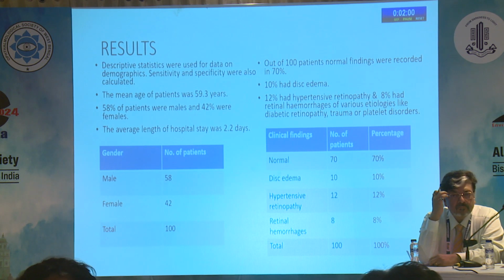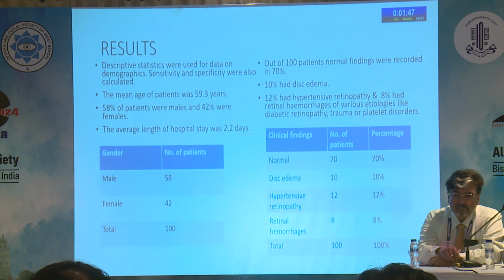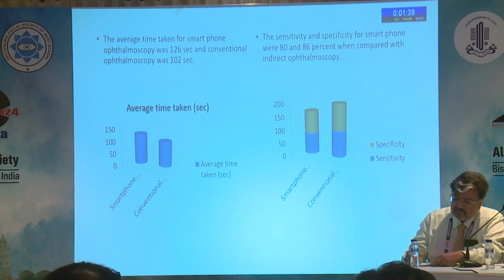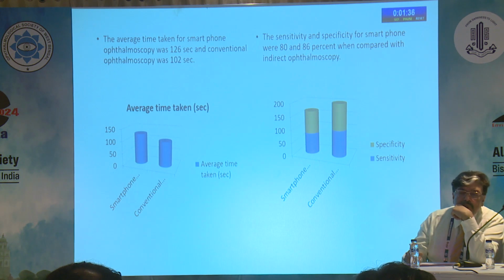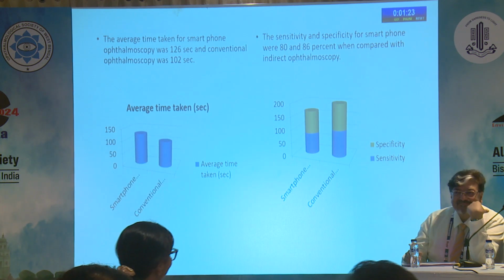Comparing the results, out of 100 patients, normal findings were recorded in 70% of patients. 10% had disc edema, 12% had hypertensive retinopathy, and 8% had retinal hemorrhages of various etiologies like diabetic retinopathy, trauma, platelet disorders, etc. The average time taken for smartphone ophthalmoscopy was longer, 126 seconds, rather than conventional ophthalmoscopy, which was 102 seconds. The sensitivity and specificity for smartphone were 80 and 86% respectively when compared with indirect ophthalmoscopy.